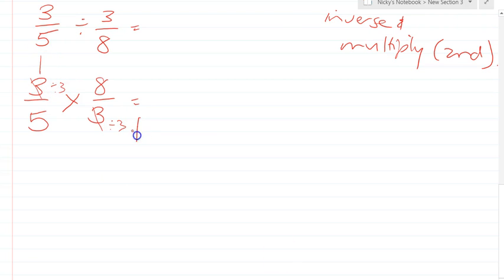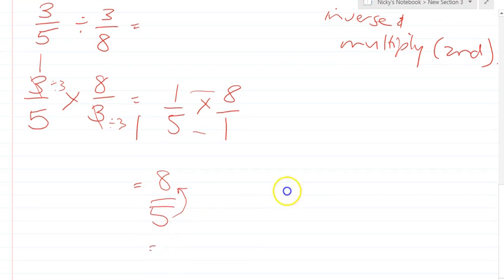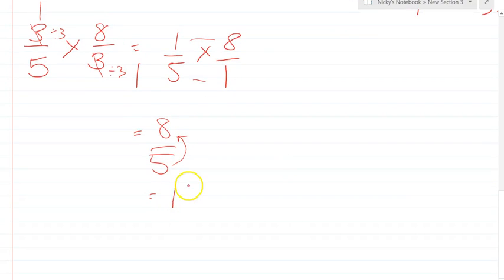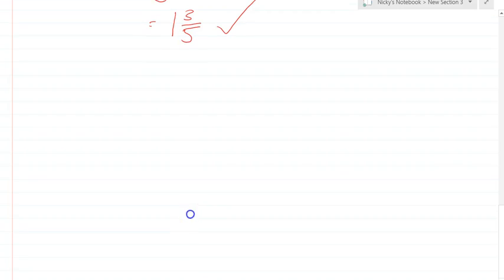1, 1. So now I've got 8. Sorry, I don't have 8. I've got 1/5 times, so you're still timesing, 8/1. Multiply across the top, across the bottom, 8/5. Good. Now we always simplify. We're asking how many times does 5 fit into 8? It fits in once, and 3 remainder over 5. Final answer.